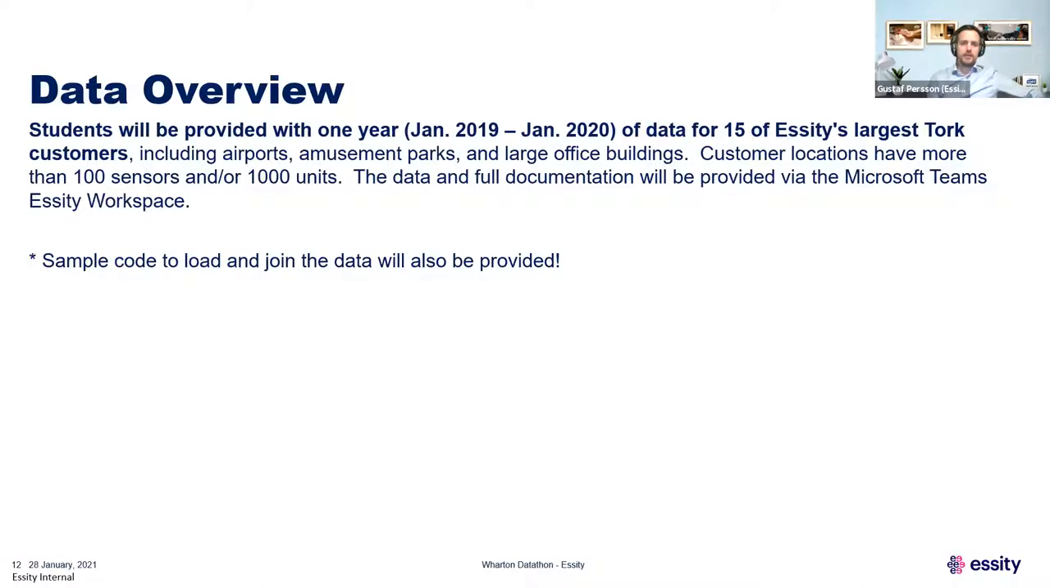These are the 15 biggest customers that we had in the system during 2019. They have a lot of locations, a lot of sensors, and some of them have been using a lot of refills and products as well, which you will see when you start to dig into it. We will provide the data and full documentation to you. There's also some sample code showing how to load the data and how you join the different entities, which is also provided in the documentation. So you should be quite good to go. And we try to make that part of it as simple and lean as possible.